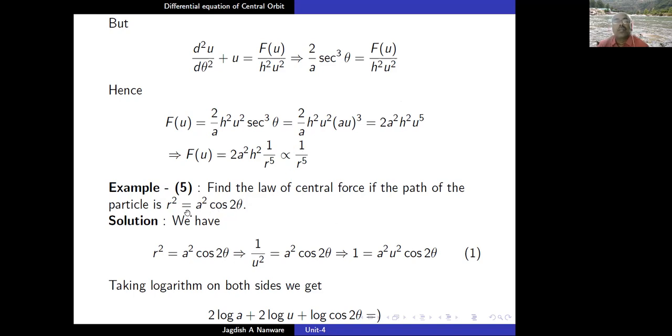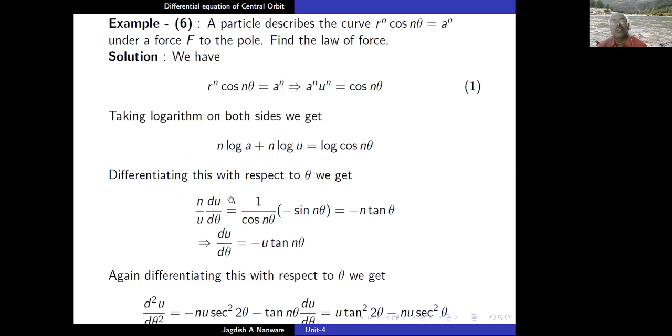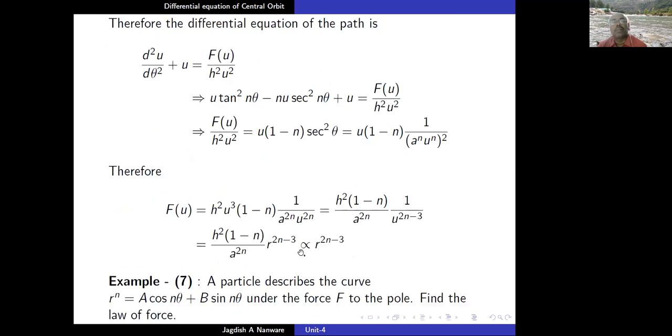Now we have this curve, r square is equal to a square cos 2 theta. I think this is a particular case, because we have seen in one of the examples, r to the power n is equal to a to the power n cos n theta. So this is the particular case of this, and you can solve it like this. The way is the same. So what we see here is the law of central force is proportional to the 2n minus 3th power of the distance.